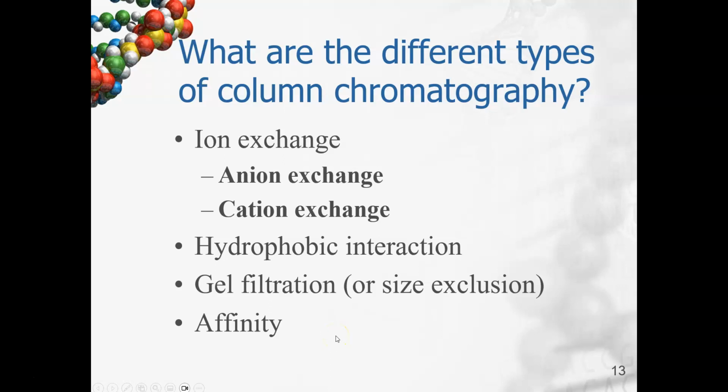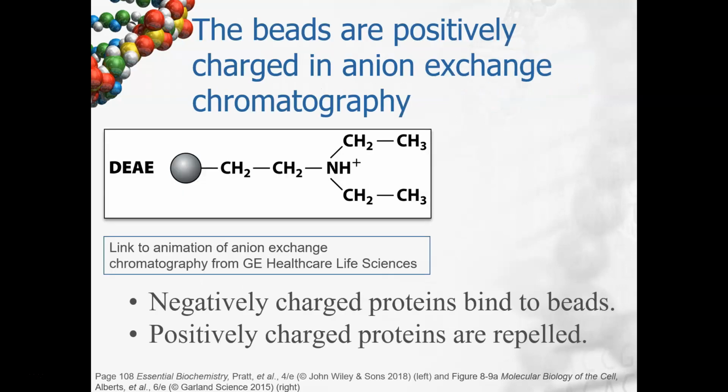procedure. So what I want to do now is show you the different types of column chromatography. I have 4 types here: ion exchange, which is anion and cation, hydrophobic, gel filtration, and affinity. So let's talk about ion exchange first.